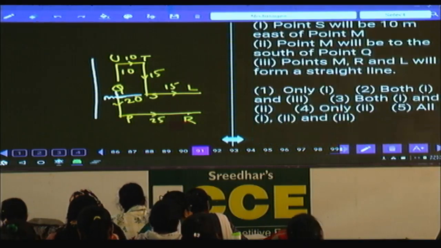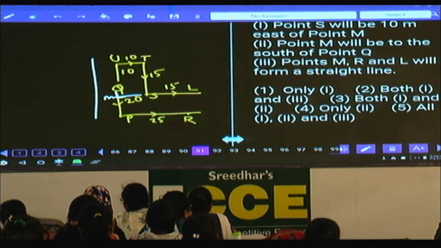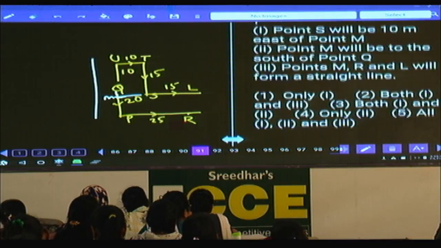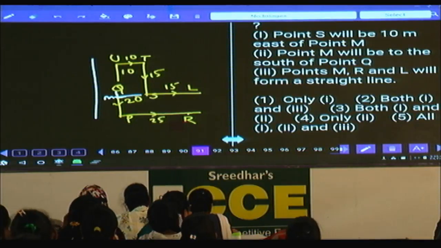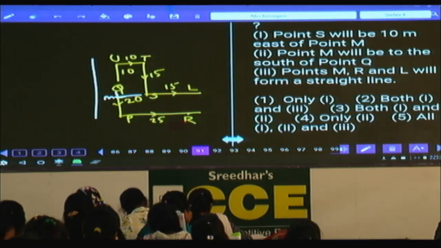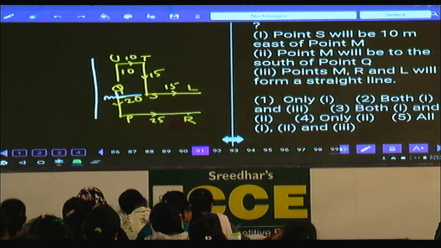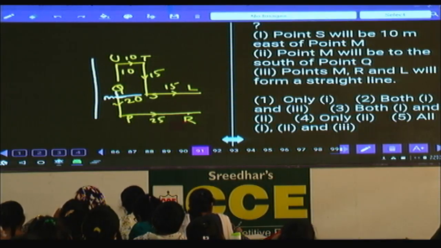1 is definitely true. Now here we have some choices: 1 and 3, 1 and 2, and so on, 1, 2 and 3. Then M will be to the south of Q. M is to the south of Q, that is also true. MRL form a straight line. MRL forms a straight line, that is false. And so only 1 and 2. Choice 3. 91, it is choice 3.